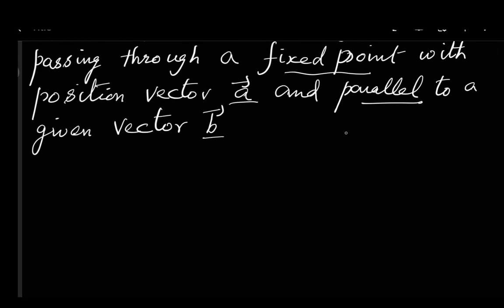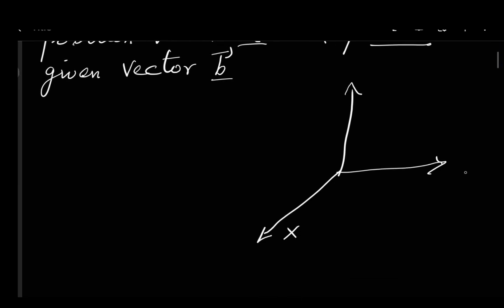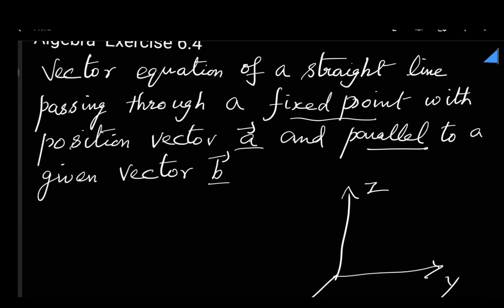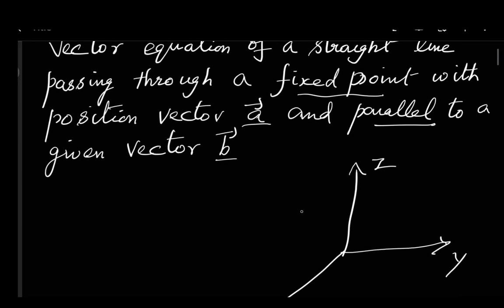So let me take a plane. Here you take the x-axis, y-axis, z-axis. So the straight line passing through a fixed point. Let me take a point A here. So the straight line passing through this point, take that line as L.